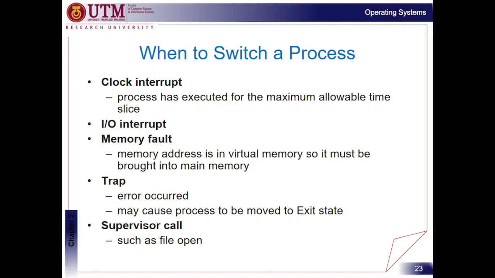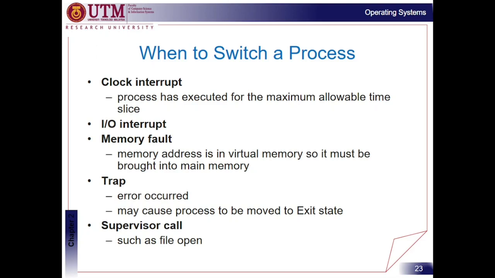A fourth situation is when a trap occurs. This means that an error has occurred during the execution of the process, such as dividing by zero or accessing an invalid memory address. The operating system can then terminate the process and move it to the exit state and switch to another process that is not in error.